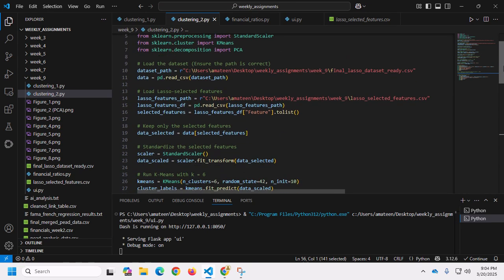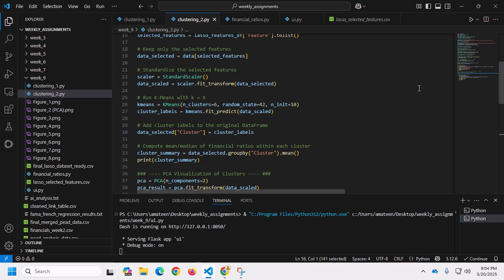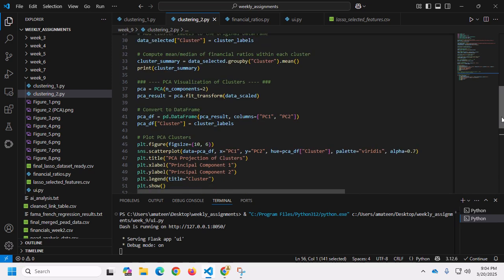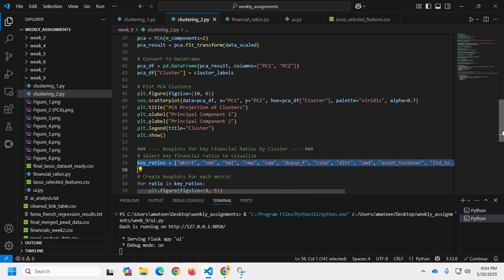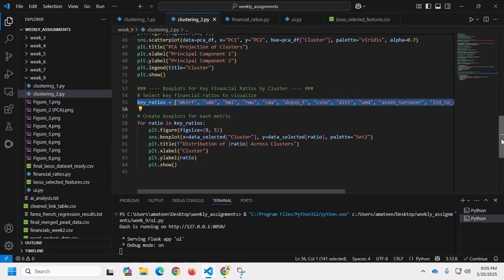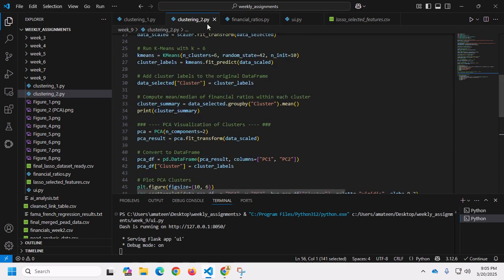In this one, basically the same things were run over here, but instead of testing for multiple clusters, I had only used the optimal number of clusters, which was 6. So that was being done with k-means clustering right over here. And then I had computed the mean and median of financial ratios for each of the clusters, and the summary over there. And then the visualization of the clusters was also done. And like I said, I'm going to show you these plots that I had created. So, for example, the PCA clusters over here, box plots for each metric. I'm not going to show you all of them, but the most relevant I'm going to show you right now after I had run these files.